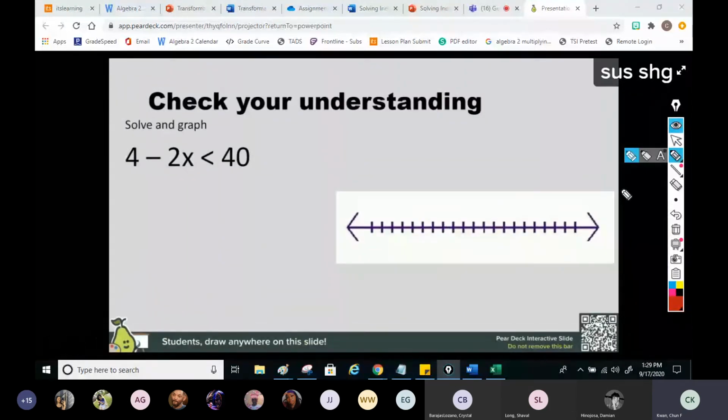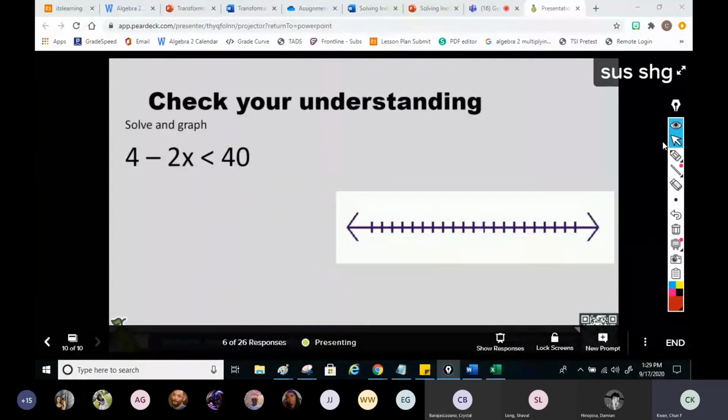All right, there's one more problem, and then I'll show you guys homework. Let's do one more problem. So 4 minus 2x less than 40. Go ahead and see if you can figure out the answer. Make sure you understand that if you are multiplying or dividing by a negative number, you have to flip the inequality sign. All right, now go ahead and go back to PewDeck and see if you can figure out the answer.